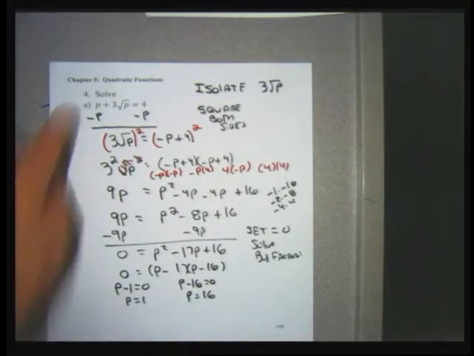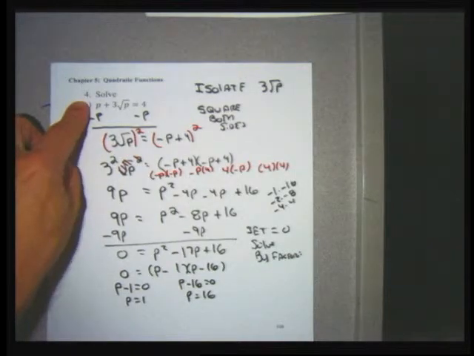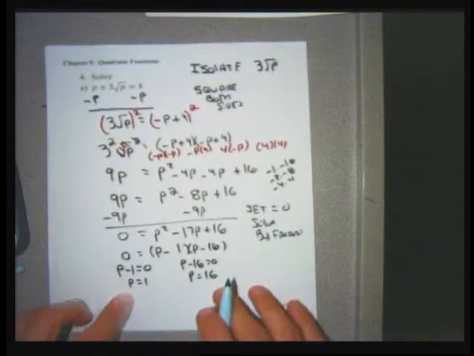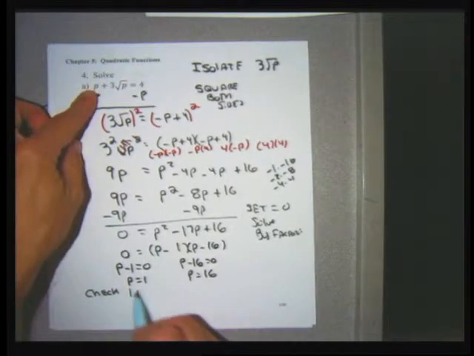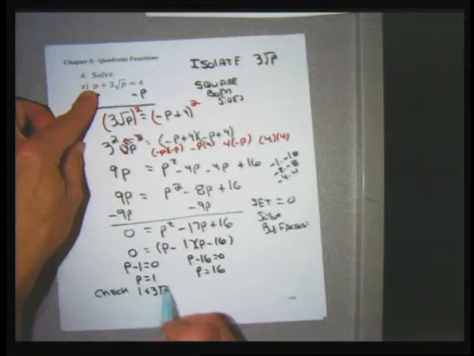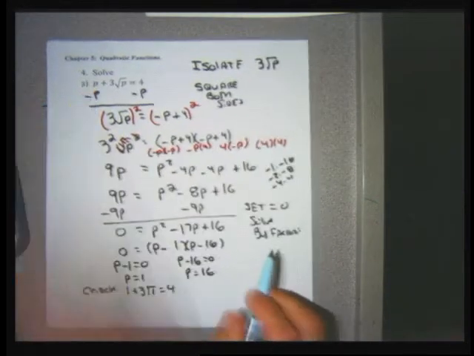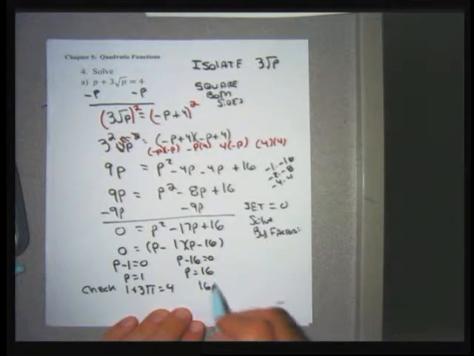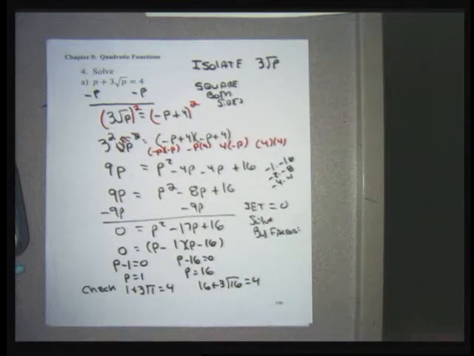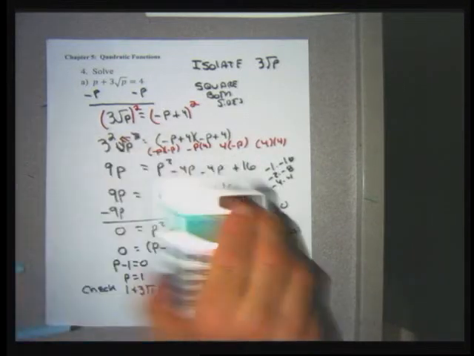Have to check them both in the original problem. If I don't check and I write both these down, I'm probably making a mistake. So the first checking I'm going to do is 1 plus 3 square root of 1 equals 4. And the second checking I'm going to do is 16 plus 3 square root of 16 equals 4. Do them both on my calculator just because it's probably easier.